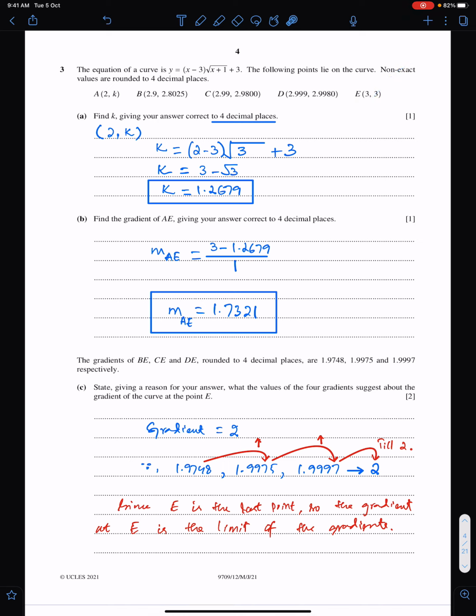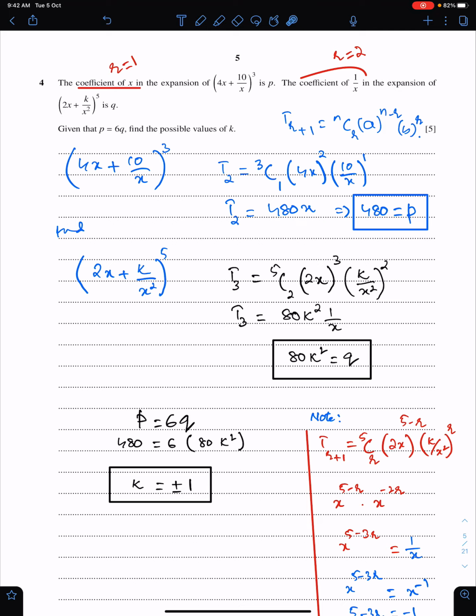Question number 4. The coefficient of x in this expansion is p. This expansion has power 3, so if you want to expand this, you can do it by using the binomial theorem. You have 2 options to get the coefficient of x from this expansion. Number 1, you can expand this, and number 2, you can use this formula to get the value of r, which will tell you the term which contains the coefficient of x. So you have 2 options.